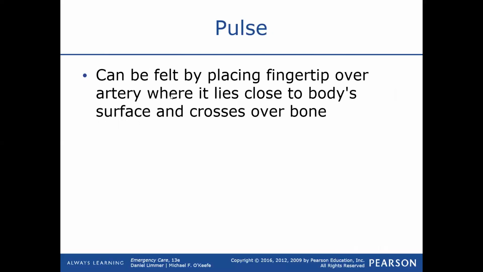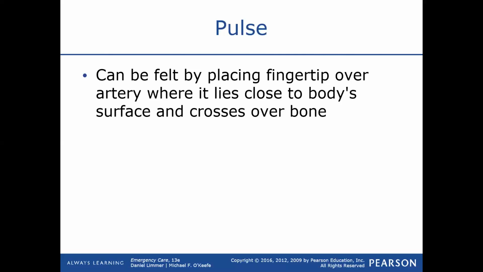All right. Pulse can be felt by placing a fingertip over the artery where it lies close to the body's surface and crosses over a bone. The most common place that we take a pulse from somebody would be their radial pulse. So if you feel right now, feel down your wrist, and on your thumb side, where the bone meets the wrist, okay, you feel down right along that bone, you're going to feel your radial pulse.